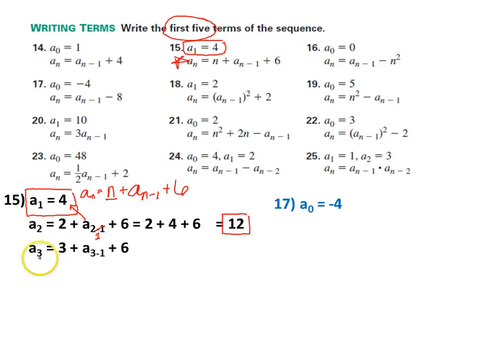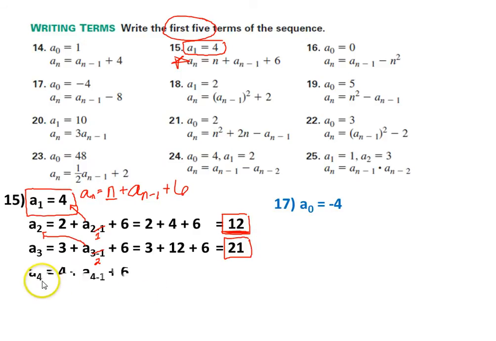A sub 3, so we're plugging in 3 into all of our n's. So 3 plus a sub 3 minus 1 plus 6. 3 minus 1 is 2. And a sub 2, we're coming back up to a sub 2. What is a sub 2? 12. So 3 plus 12 plus 6 is 21.